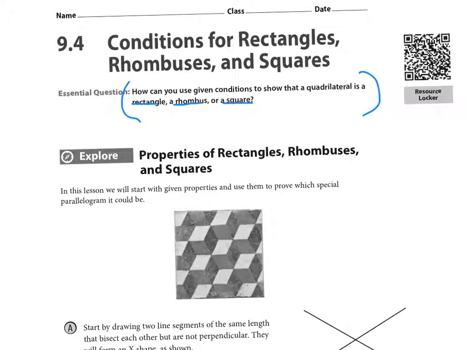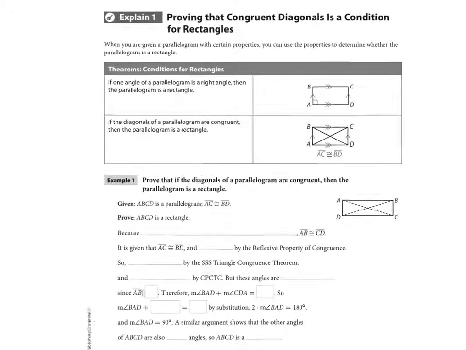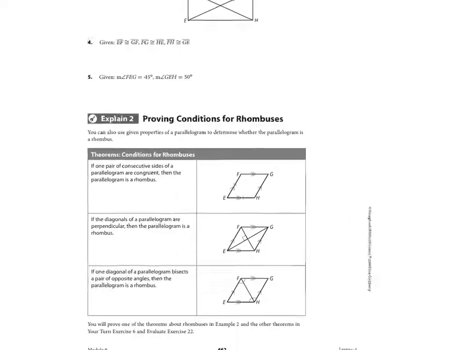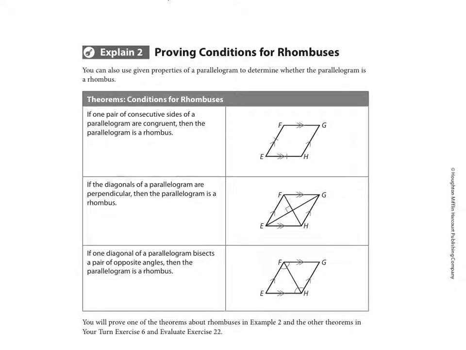So if you turn to page 461, the next page, it talks about conditions for rectangles, okay? If one angle of a parallelogram is a right angle, then the parallelogram is a rectangle. And if the diagonals of a parallelogram are congruent, then the parallelogram is a rectangle. And then on the next page, it has more, conditions for rhombuses. And you can read through those just as easily as I can read them to you.